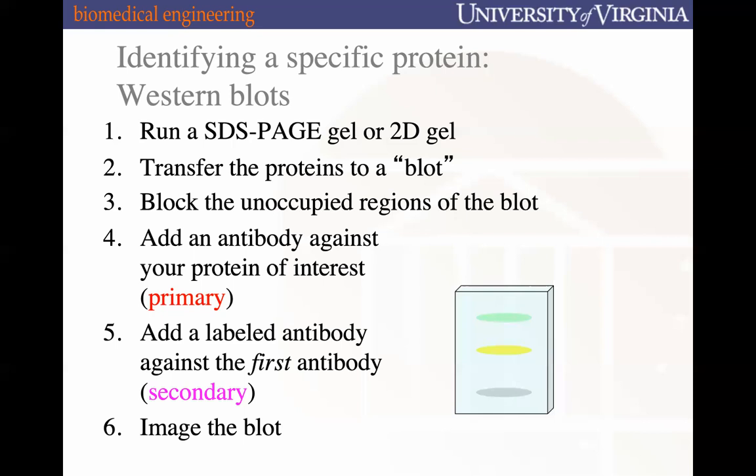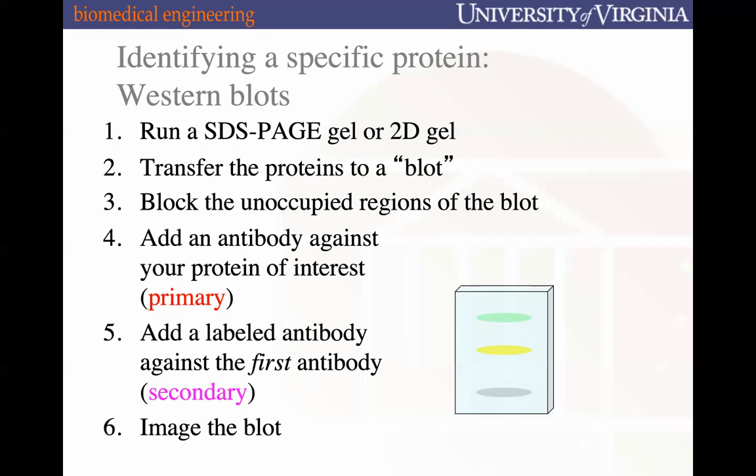The membrane and the gel are going to be right on top of each other, and you'll have more filter paper, more sponge. What's happening is you are trying to create a really tight connection between your membrane and gel, and an environment where, across an electric field, your proteins go across to this membrane, okay?